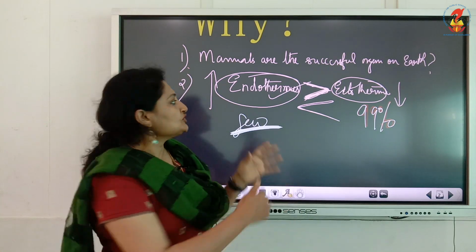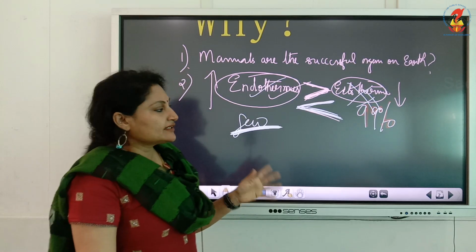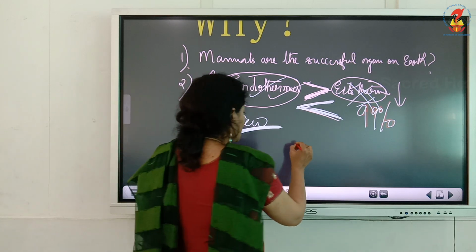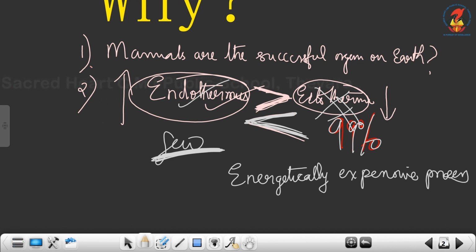In the course of evolution this should have been selected and this could have been discarded. Then why do we still have more ectotherms than endotherms? The reason, in simple words, is that it is an energetically expensive process.